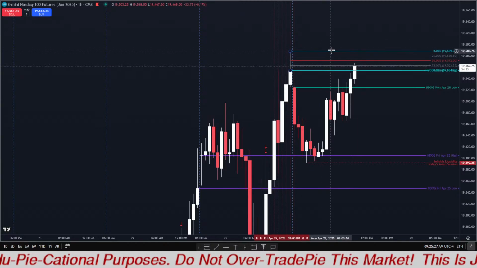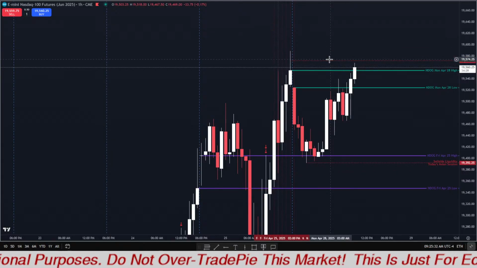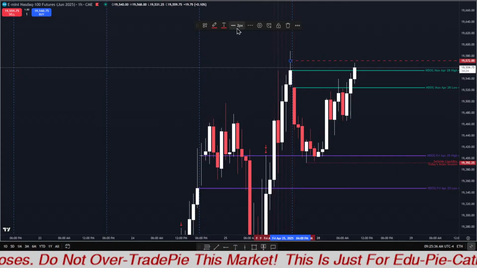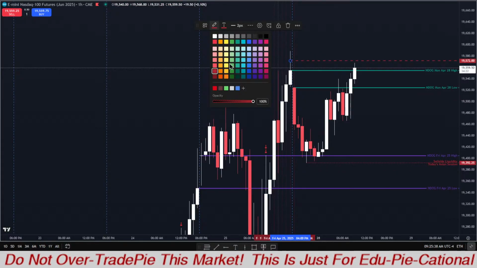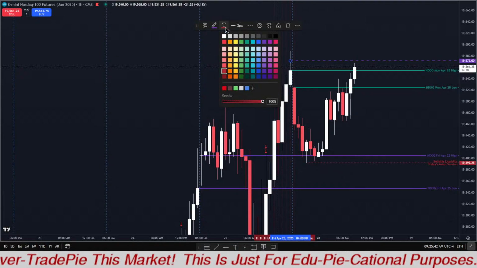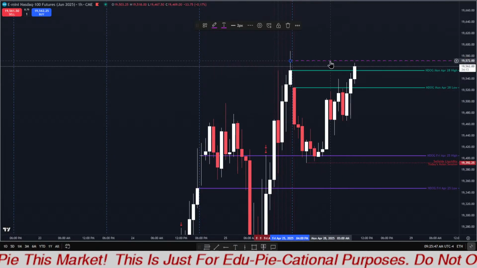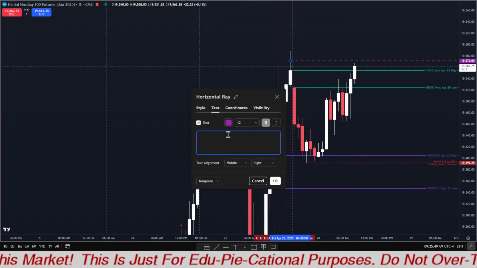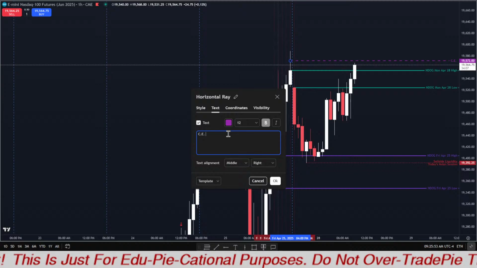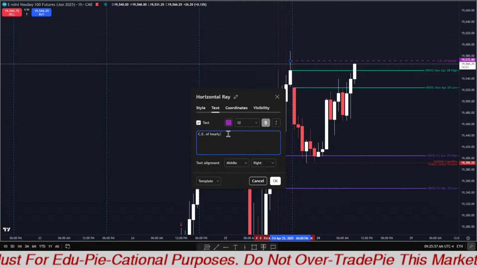And then, oops, I made a mistake. This can be like this. This one. And this is the consequent encroachment of the hourly wick.